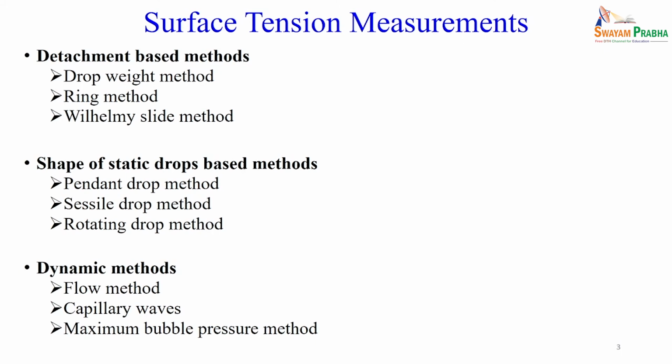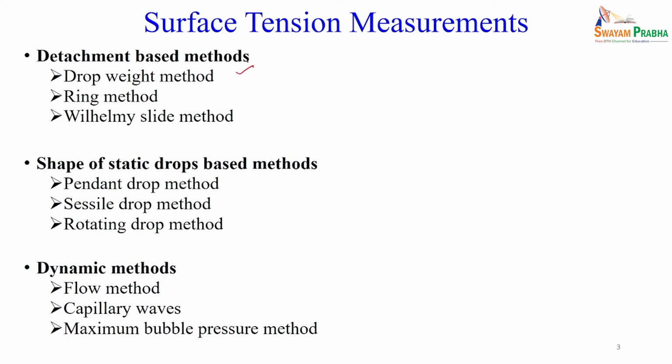Different surface tension measurement methods are classified into 3 categories. The first one is the detachment based method, the second one is the shape of static drop based method, and the third one is the dynamic methods. The detachment based method means you have a liquid and you contact it with some object, then you detach it, and once you detach it, some force will be required, and that force will be equivalent to the surface tension. Different methods in this category are the drop weight method.